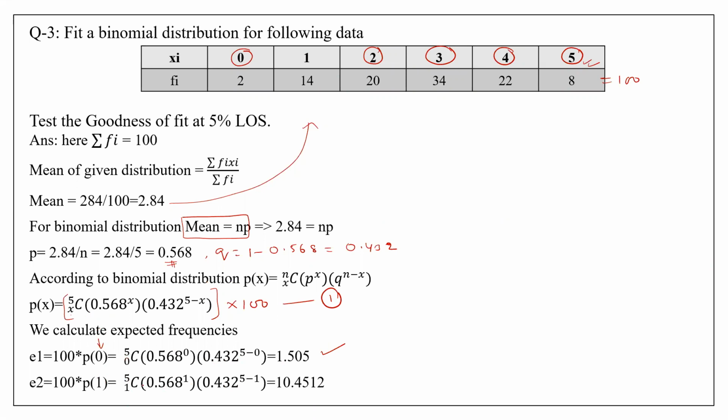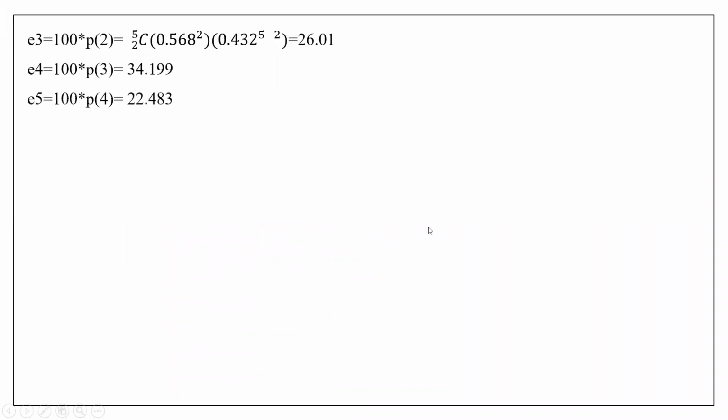So 5c1 0.568 power 1, 0.432, 5 minus 1. So you will get 10.4512. So like that, we will calculate all the expected frequencies of the different x values. So next x value is 2, next x value is 3, next x value is 4, and next x value is 5. All these values substitute in equation 1 and calculate.